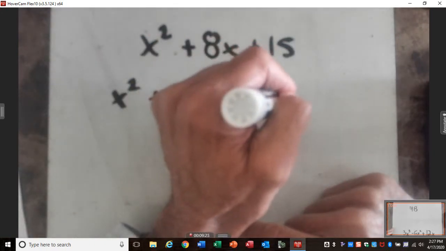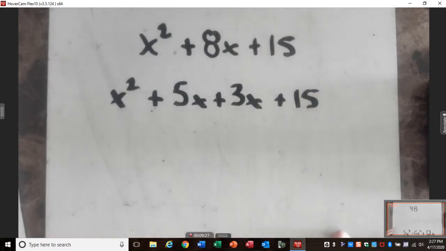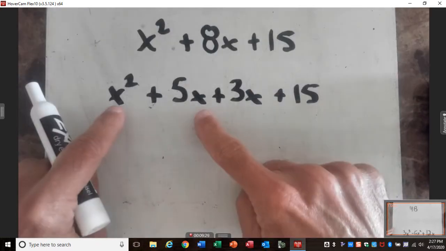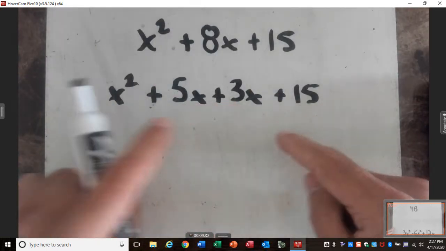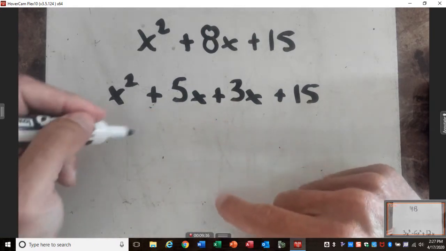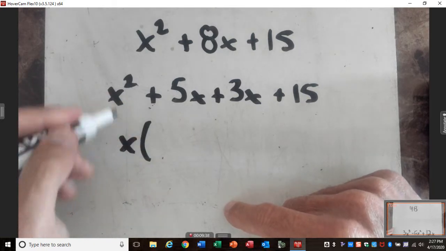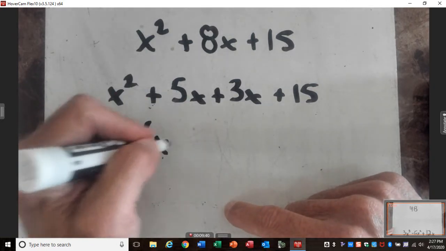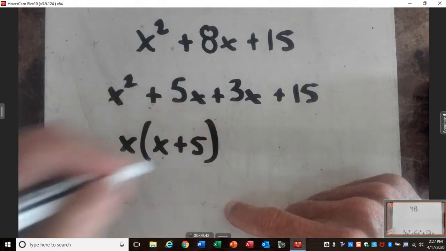And then we're going to carry the 15 down. And what we're going to do is factor this by grouping. So we're going to group the first two together and group the second two together. I'll just worry about the first two right now. What's common? What's common is an x, so I'll put an x. I'll divide through by x. And by the way, this gets easier and quicker the more you practice these.